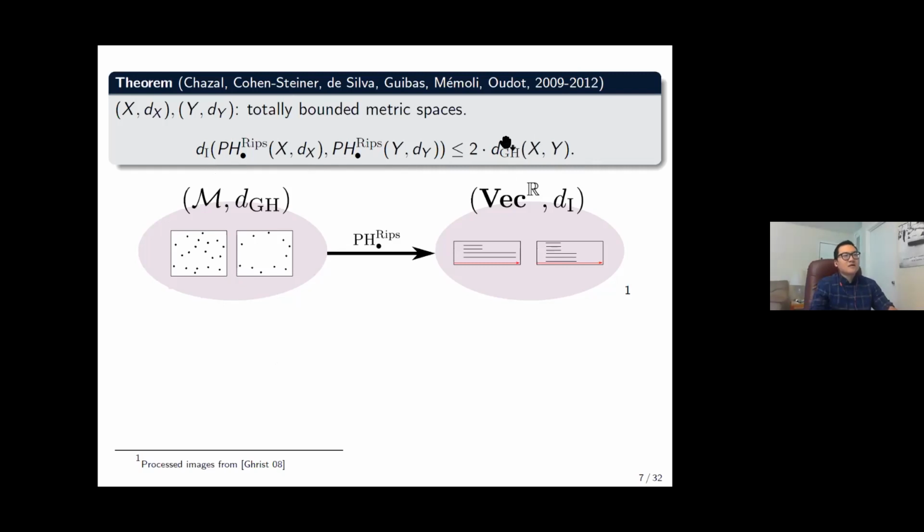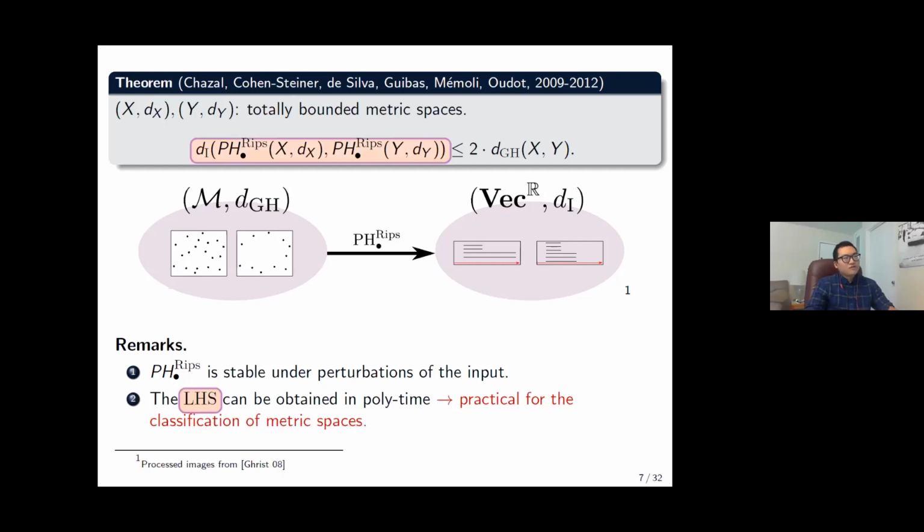Then this theorem says that two times the Gromov-Hausdorff distance between any two totally bounded metric spaces is an upper bound for the interleaving distance between the corresponding Rips persistent homologies. An implication is that this summarization mapping is stable under perturbations of the input metric data. Another computational remark is that computing this interleaving distance is much easier than computing the Gromov-Hausdorff distance between metric spaces.